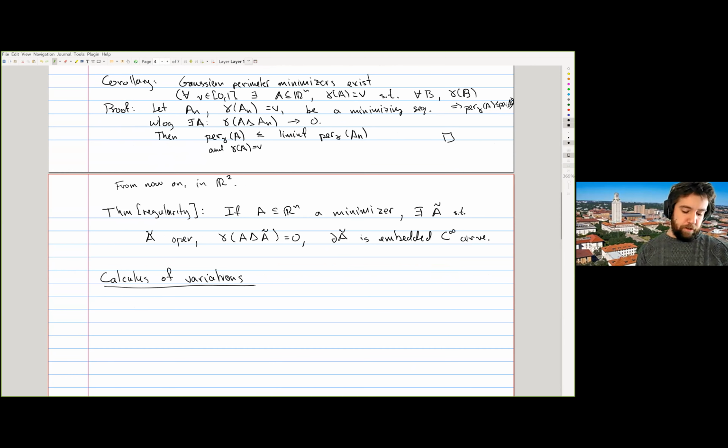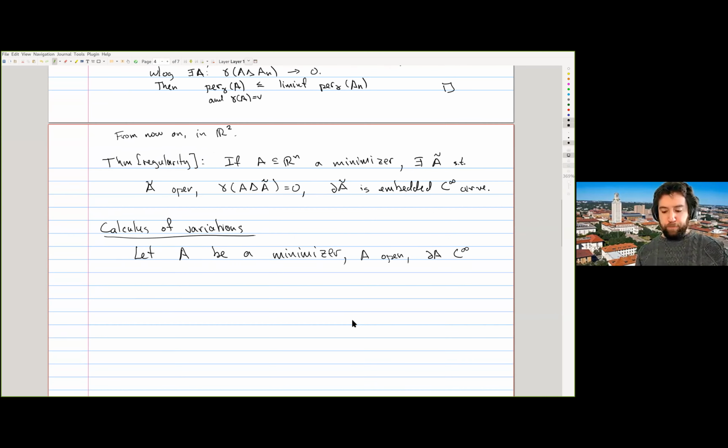So from now on, I'm going to say, let A be a minimizer. And I'm going to assume that I have done the regularity theory already, and that I have removed already the set of measure 0 that I needed in order to make it open and have a nice C infinity boundary. Okay. So now I want to study perturbations of the set.